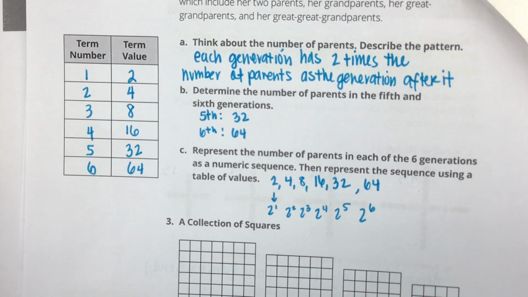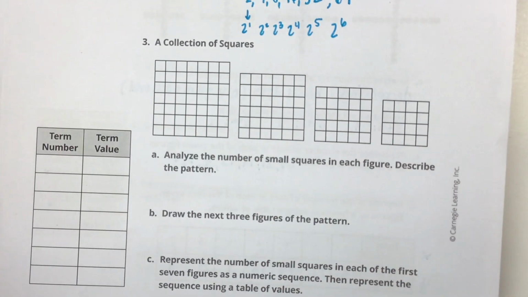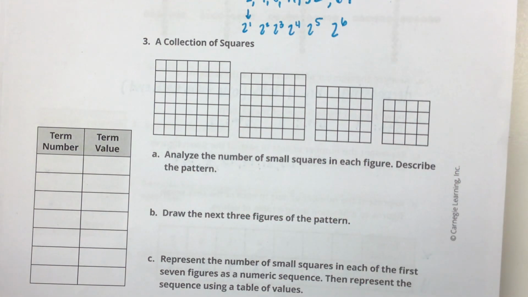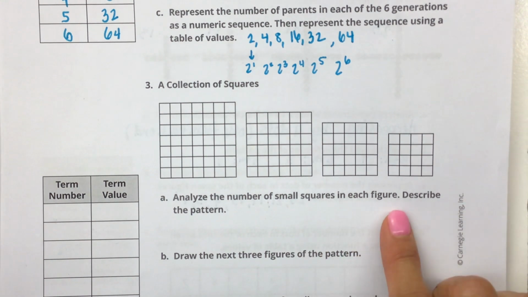Okay, I'm going to go to, excuse me, collection of squares. And at any time, you're welcome to pause the video, try filling it out on your own, and then check the video and see if we get the same thing. So for a collection of squares, look at the number of small squares in each figure.